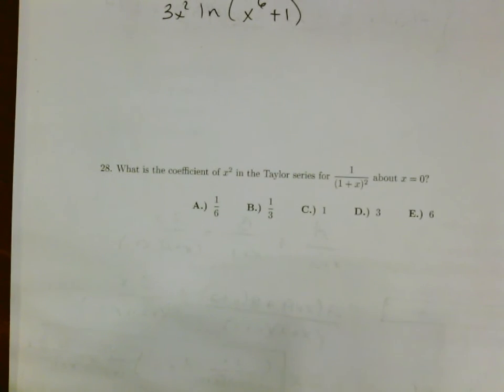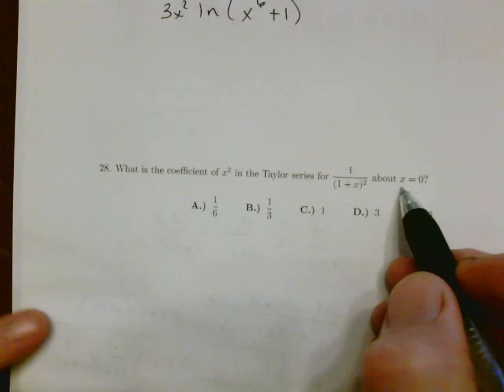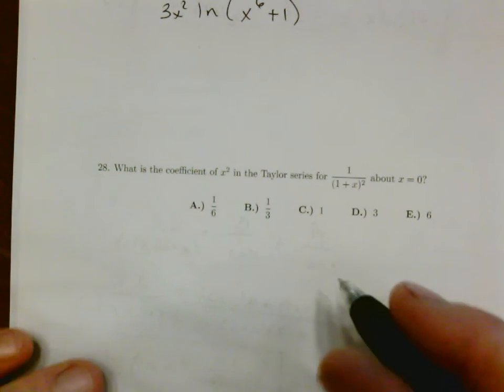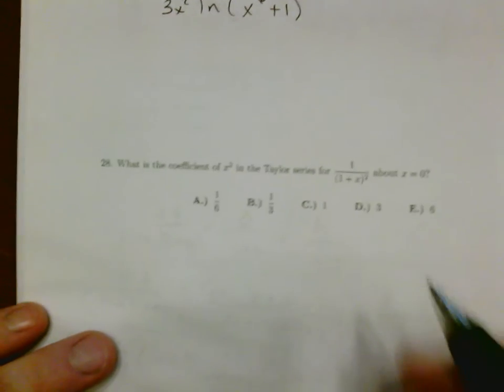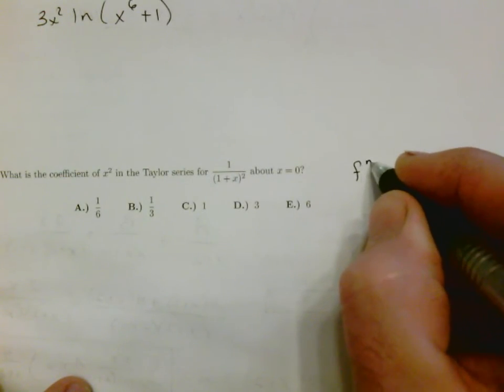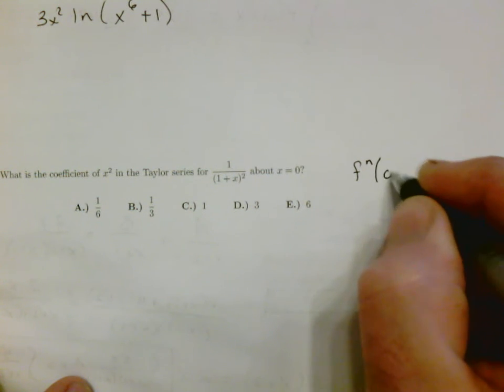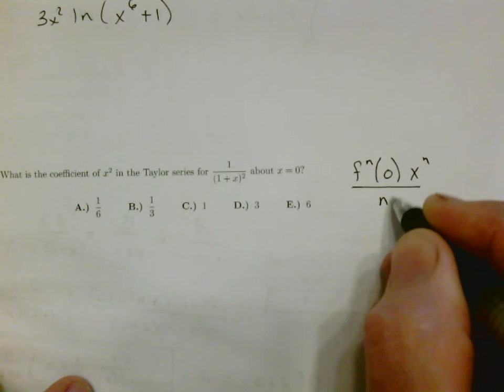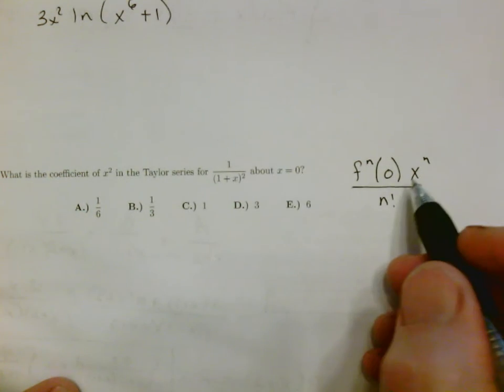Okay, and then the last one. What is the coefficient of x squared in the Taylor series for 1 over 1 plus x squared about x equal to 0? Just really Maclaurin. Okay, so you know each term in the expansion is given by f to the n evaluated at 0 times x to the power of n all over n factorial. Each term along the way is given by that.